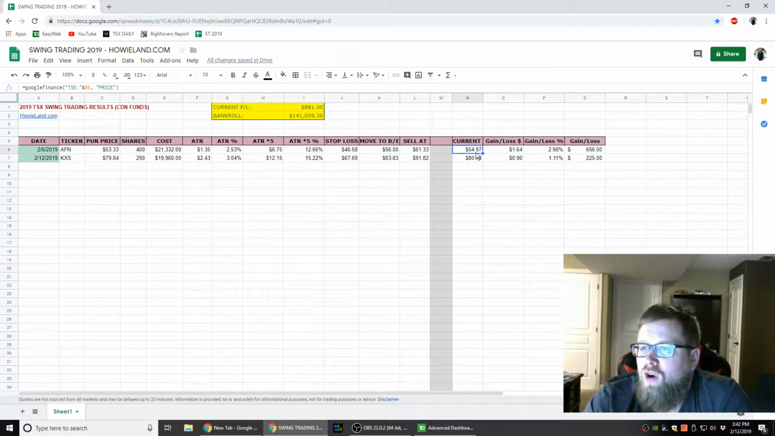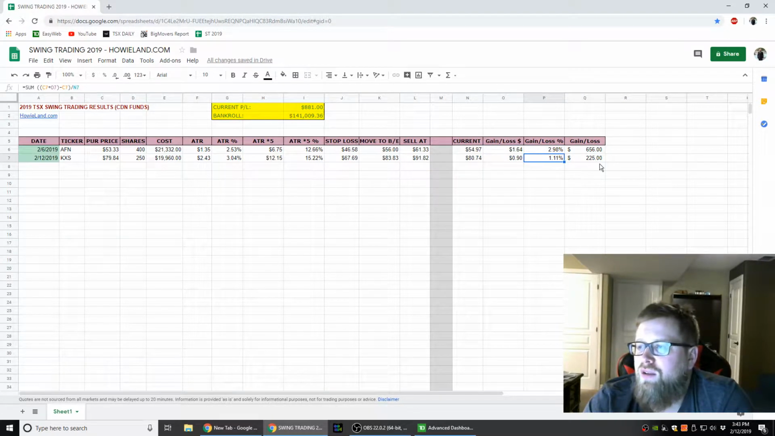And then obviously the current price, which is what it's trading at on the market now. I don't know what the delay is on this. I'm sure it's between 15 minutes and half an hour, but it seems to be updating throughout the day. And this is the gain or loss dollar amount, how much the stock is up versus when I entered, and this is the gain and loss percentage-wise.